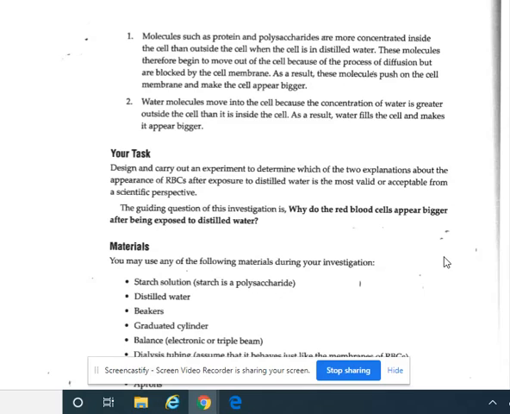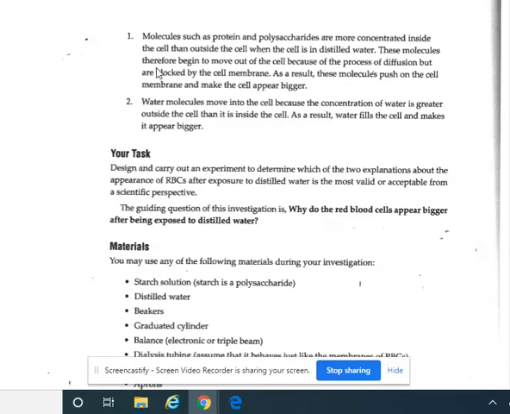Your task. Your task is to design and carry out an experiment to determine which of the two explanations about the appearance of red blood cells after exposure to distilled water is the most valid or acceptable from a scientific perspective. The guiding question of this investigation is, why do red blood cells appear bigger after being exposed to distilled water? Okay, so what this means is, you have to answer this question. Why do the red blood cells appear bigger after being exposed to distilled water?